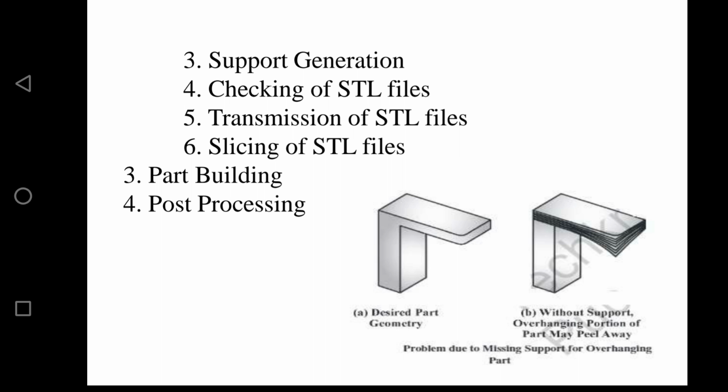If you can see it here in the picture, we have a desired part geometry. But what if we do not provide support to the overhanging portion? If we are not providing support to overhanging portions, they may peel away, or hang down. That is the common problem due to missing support for an overhanging part. So for that, the rapid prototyping system software automatically allows the creation and editing of support for all overhanging regions based on the default support parameters.